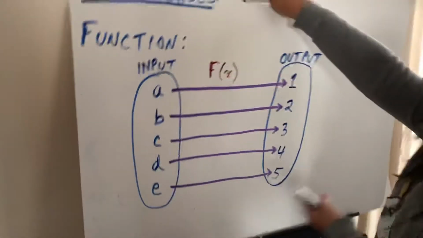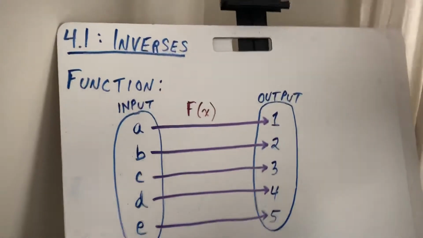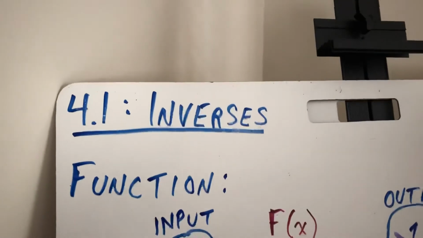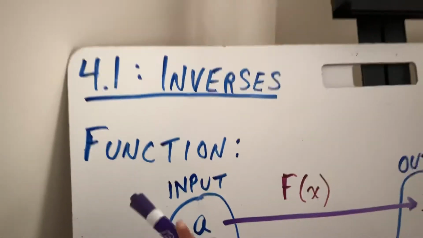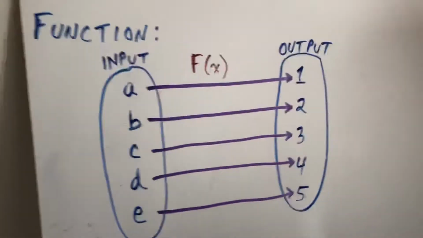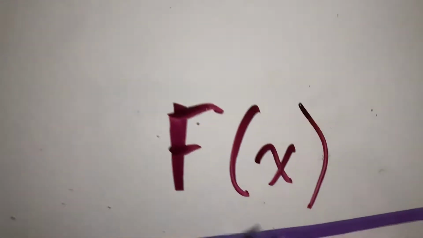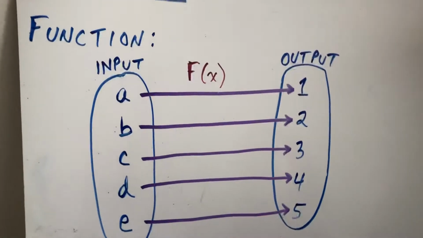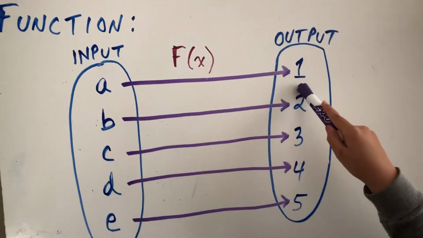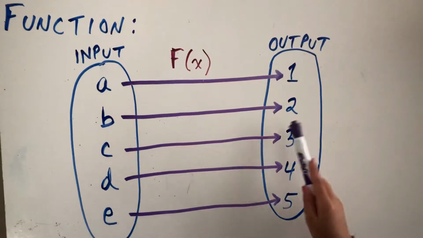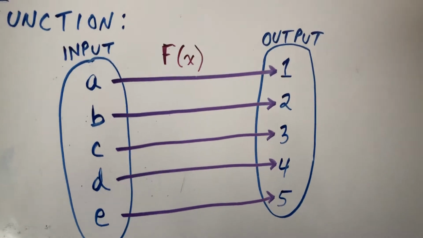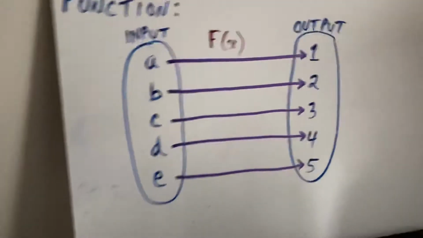And we are going to first talk about inverses. A function works like this. You have an input and an output. So the function of x, or f of x, means, for example, if you input A, perhaps it comes out 1. Or if you input B, it comes out 2. Or C comes out 3, D comes out 4, E comes out 5. That's an example input-output.